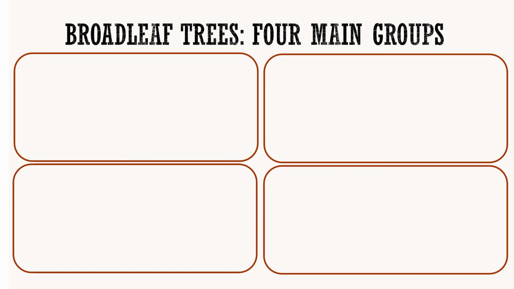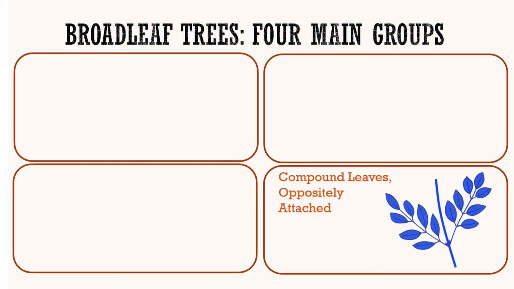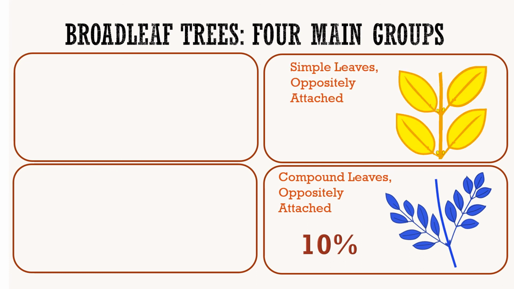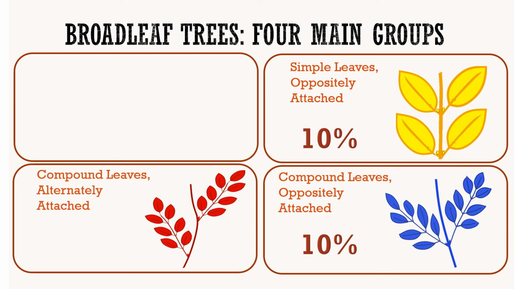So now that you have answered just those 2 questions, you have broken down the trees into 4 groups. You have compound leaves oppositely attached, which makes up about 10% of our tree species, about 4 or 5 species. Simple leaves oppositely attached makes up another 10%, also about 4 or 5 species. The reason that there's not an exact number is that some people lump species together, some people split them. So it's not an exact number, but 4 or 5 is a good guideline.